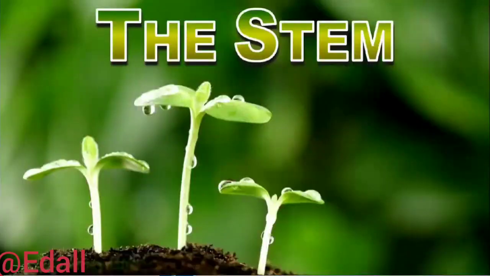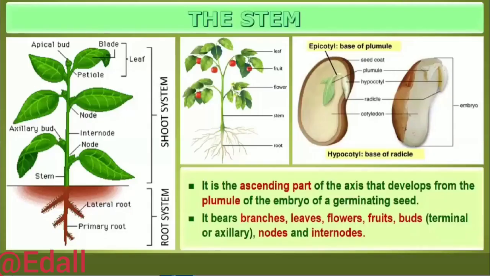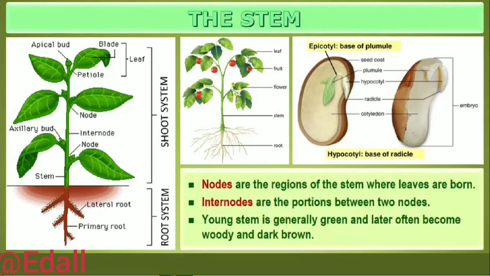5.2 The stem. What are the features that distinguish a stem from a root? The stem is the ascending part of the axis bearing branches, leaves, flowers and fruits. It develops from the plumule of the embryo of a germinating seed. The stem bears nodes and internodes. The region of the stem where leaves are borne is called the nodes, while internodes are the portions between two nodes. The stem bears buds, which may be terminal or axillary.